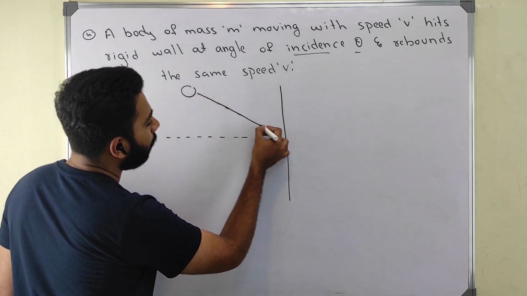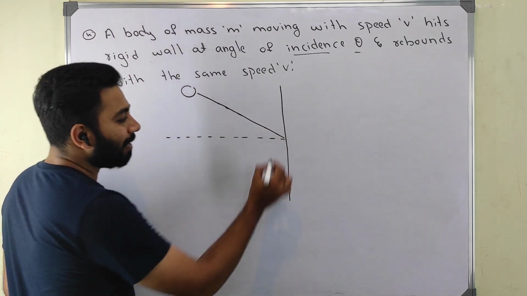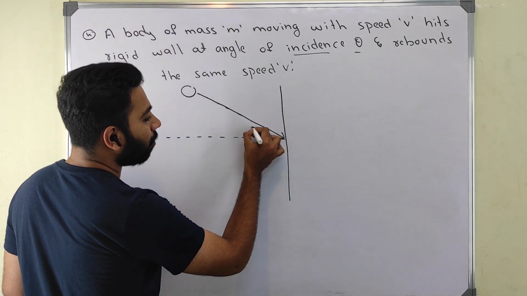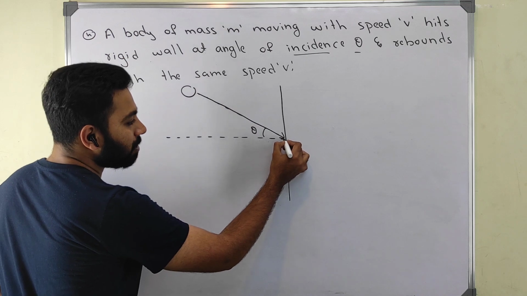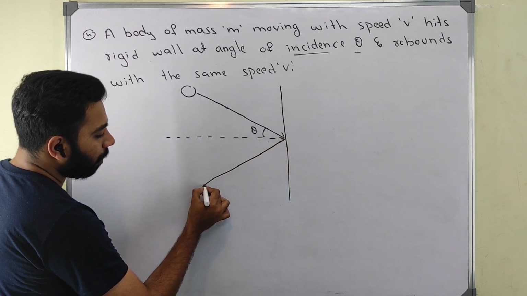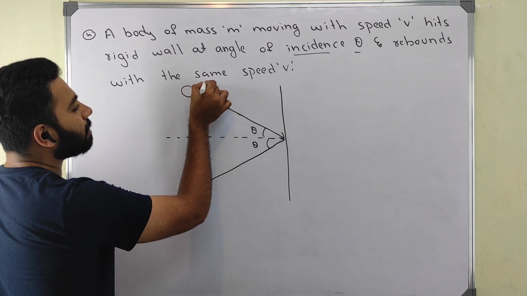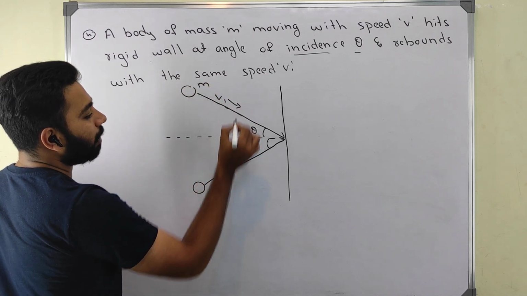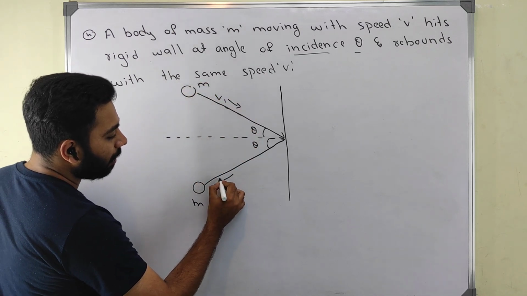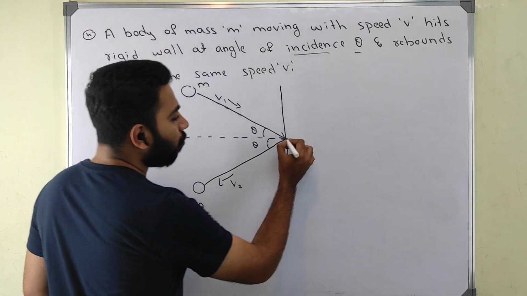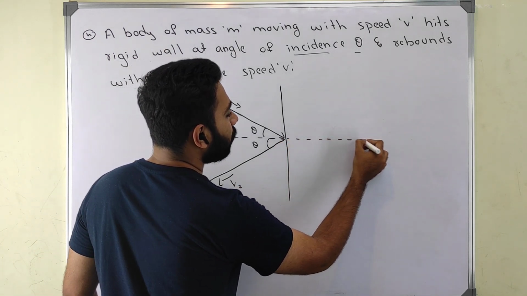Okay, this ball is hitting at an angle theta. After hitting, it is rebounding with the angle theta only. The mass is m, and its velocity is v1. This one also has mass m, and its velocity is v2. We know one thing. See, we have a little knowledge of vectors.